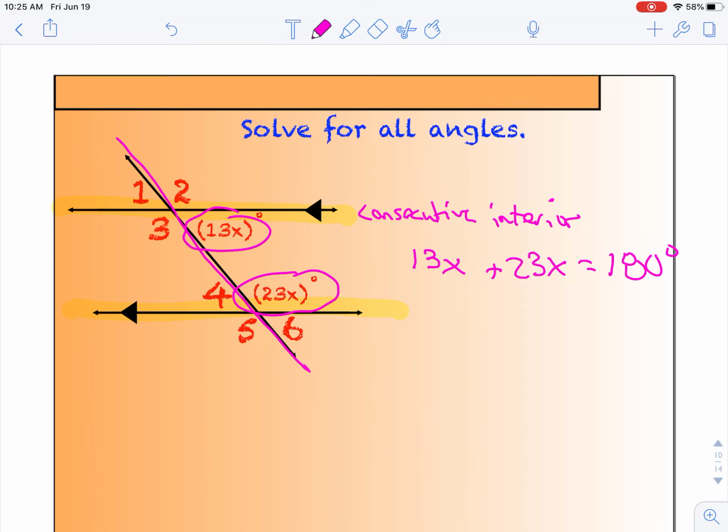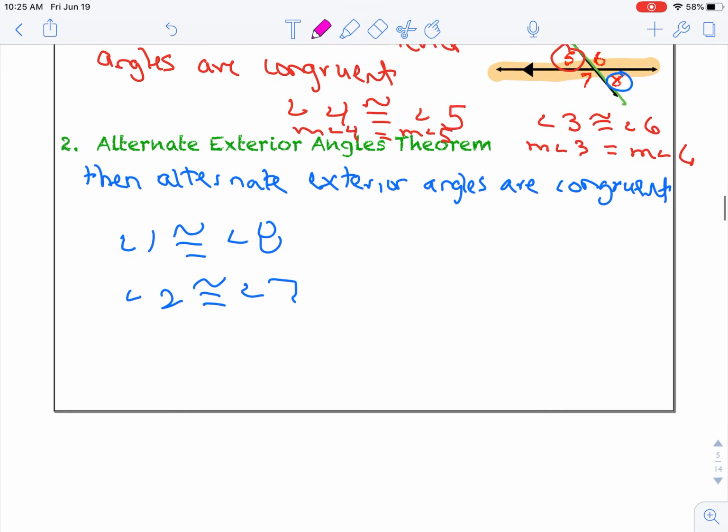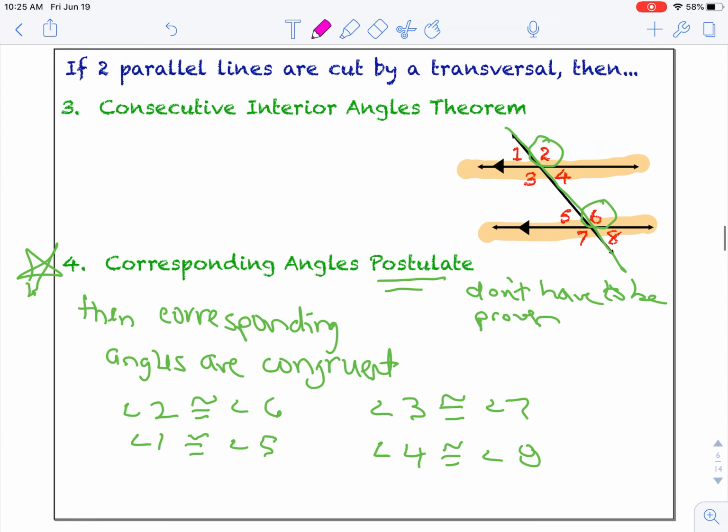So 13x plus 23x is equal to 180 degrees. I just realized when I skipped down to corresponding, because those are the ones that were congruent, we never did this piece right here. Consecutive interior angles are the only ones that are not congruent to each other, but they are called supplementary. So if you have parallel lines cut by a transversal, then consecutive interior angles are supplementary.